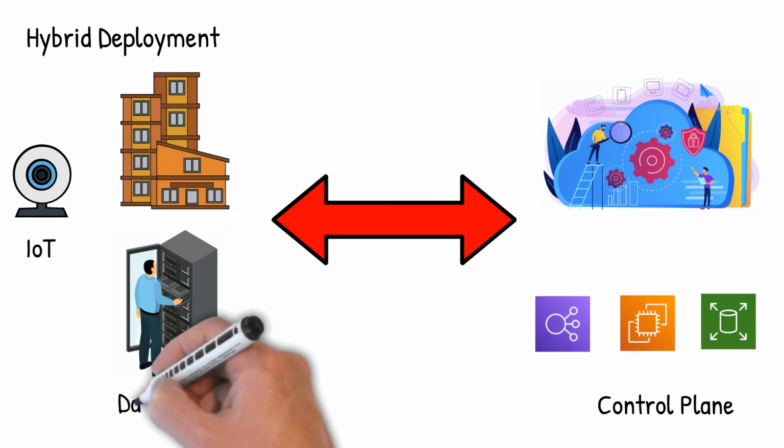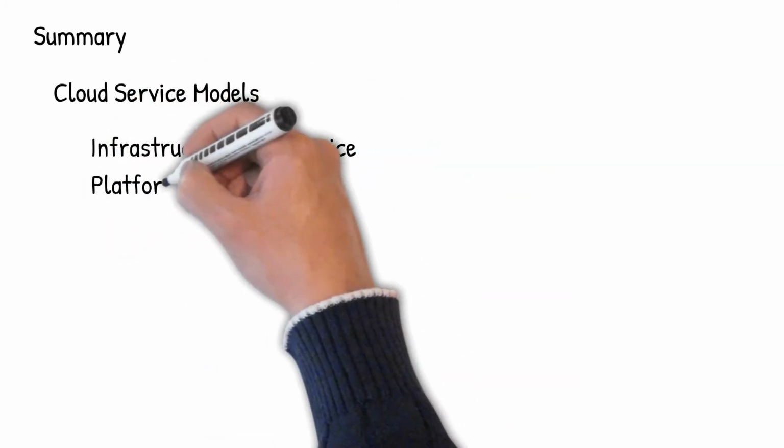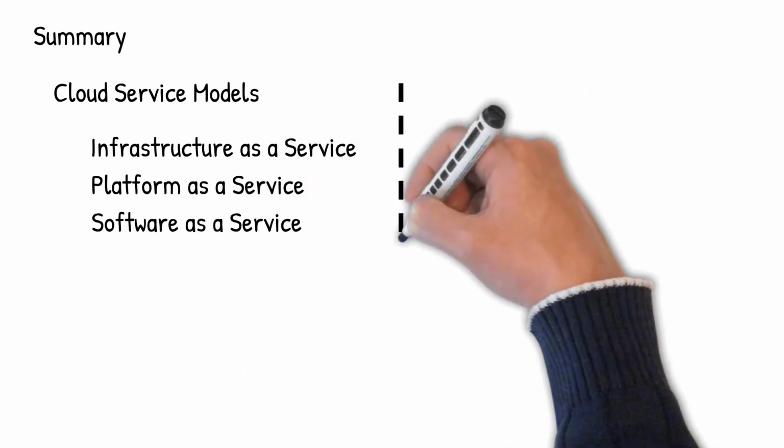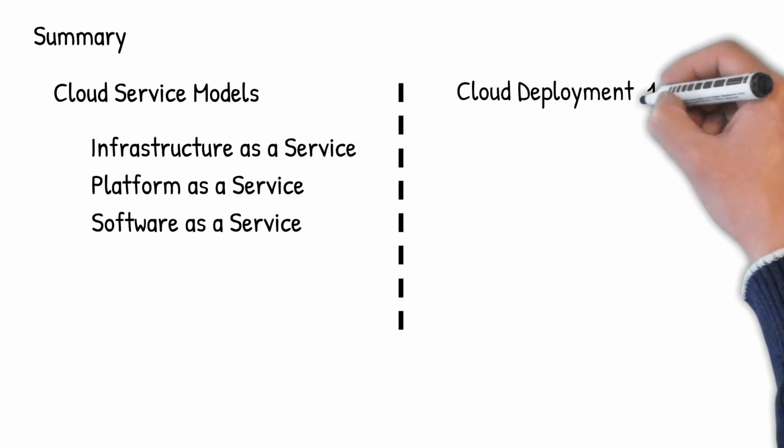This concludes our session on the cloud models. To summarize, we have learned cloud service models such as infrastructure as a service, platform as a service, and software as a service. We have also learned cloud deployment models such as on-prem, cloud, and hybrid deployment models.